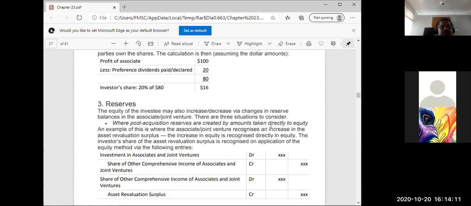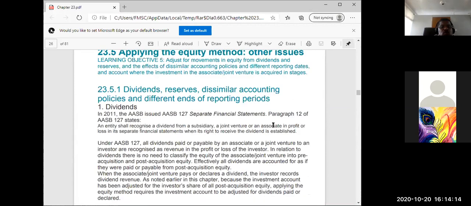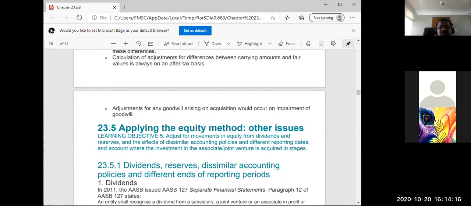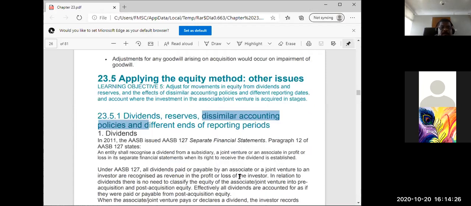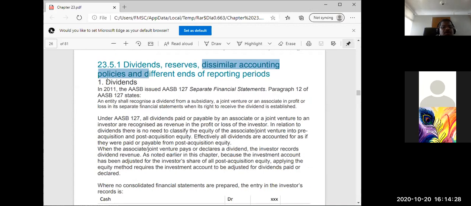Dividend. So we talk about dividends here, reserves, dissimilar accounting policies and different end of reporting period. First of all, we'll talk about the dividend.